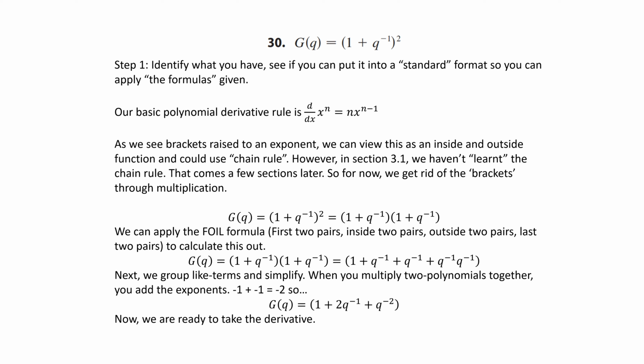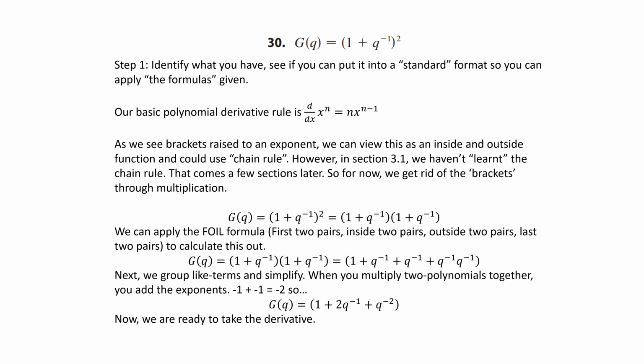Your first term is going to be 1 times 1, which is just 1. You're going to get q to the power of negative 1 times 1, which is just q to negative 1. You're going to get another q to negative 1. And finally, the last two terms are going to be q to negative 1 times q to negative 1. And then we just try to simplify and group like terms.